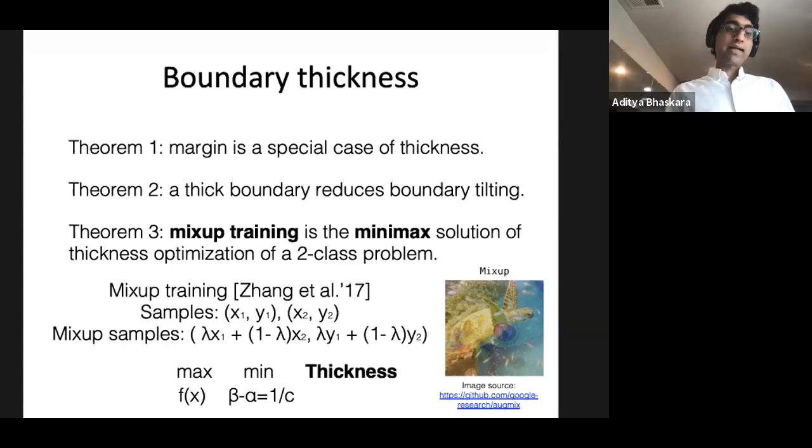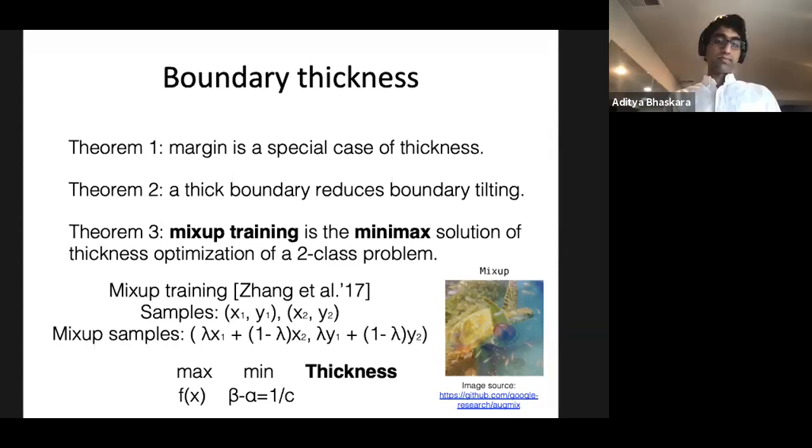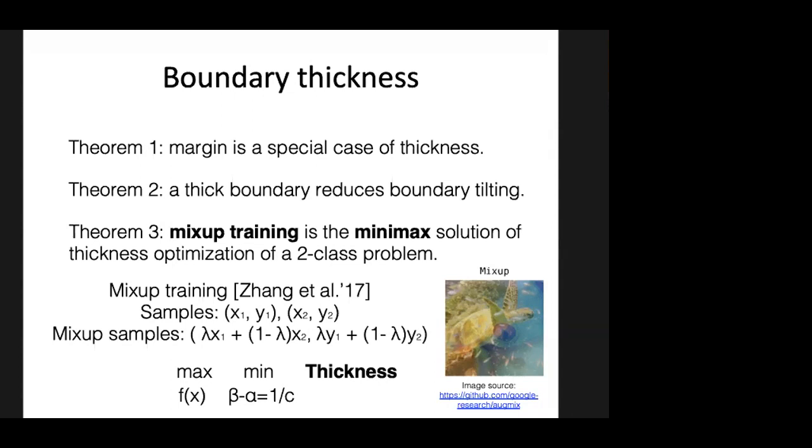And what class of networks does your theorem apply to? Does it apply to certain kinds of networks? It actually applies to all functions, so it does not have any restriction. I see. Can the functions be underparameterized functions also, or overparameterized?